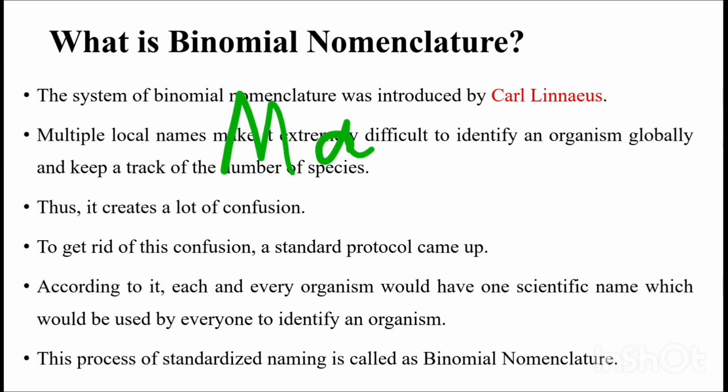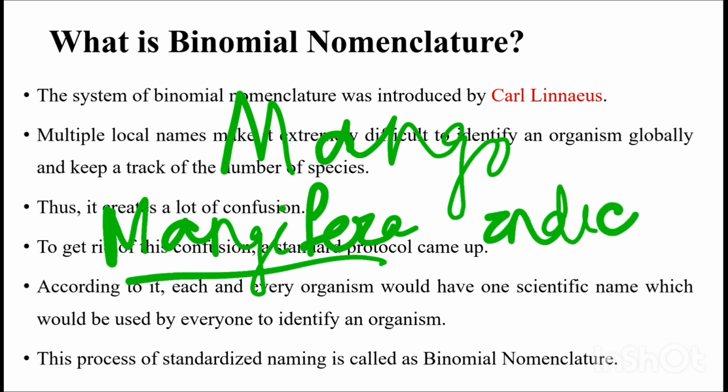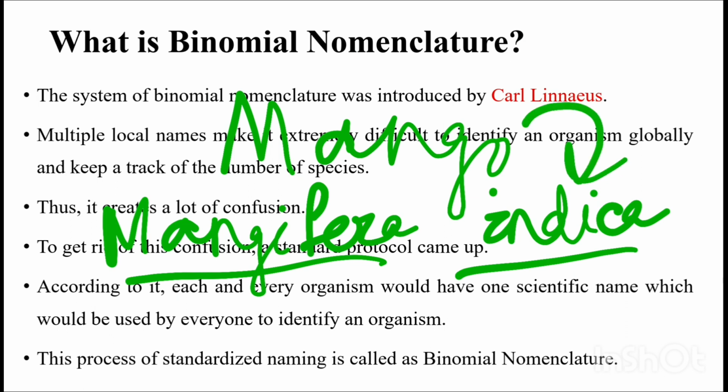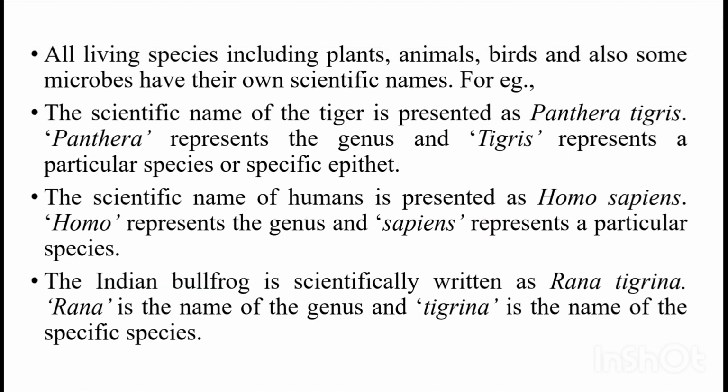Suppose mango plant. The scientific name of it is Mangifera indica. So it is a two-worded name, and the biological or botanical name of mango plant is Mangifera indica, and it is the binomial nomenclature. Then all living species including plant, animal, bird and some microbe have their own scientific name.